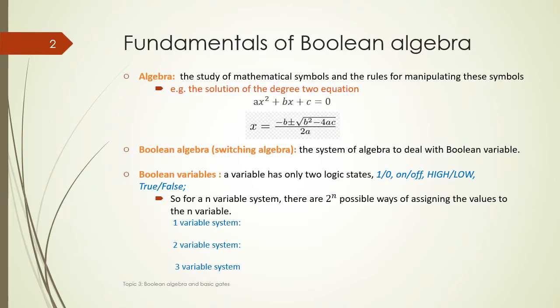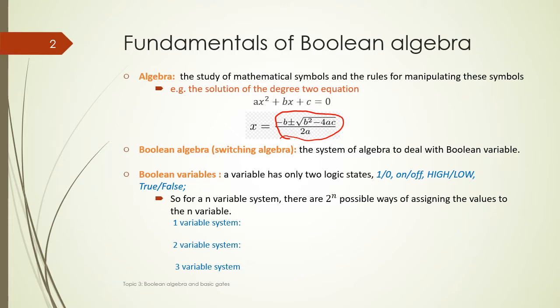We know that in math, algebra is defined as the study of mathematical symbols and the rules for manipulating these symbols. For example, the solution of a degree 2 equation: in order to solve for the value of x, we have this expression, right? We need to follow this rule to get the value. So if we have a similar system of algebra to deal with Boolean variables, then we have Boolean algebra. In some textbooks, it's also called switching algebra.